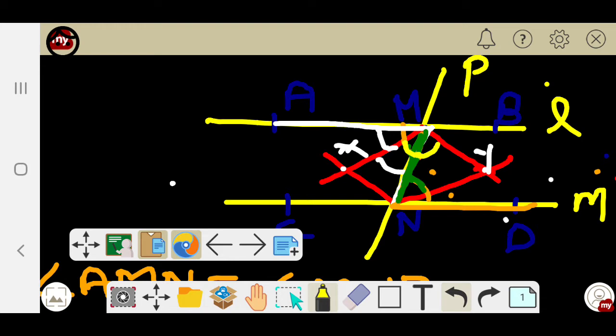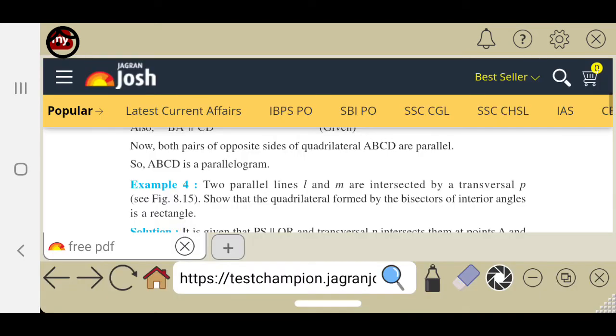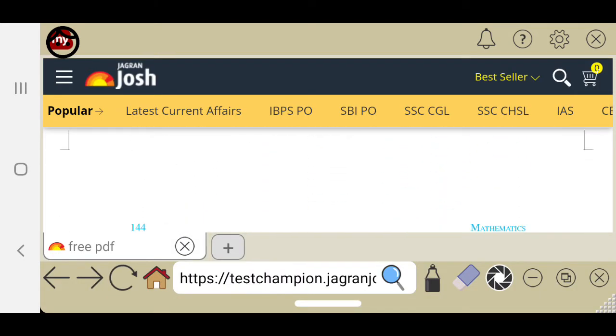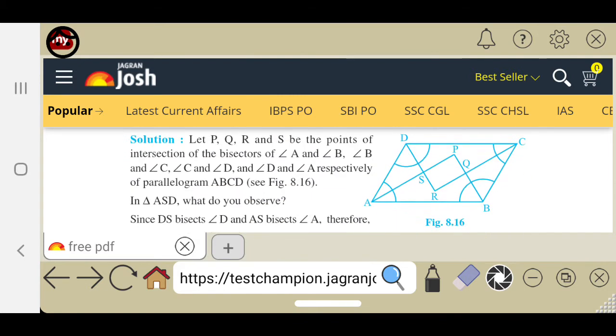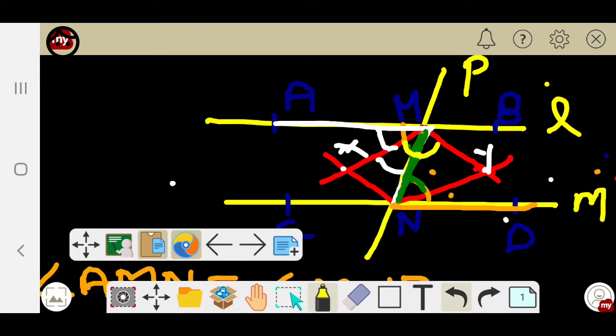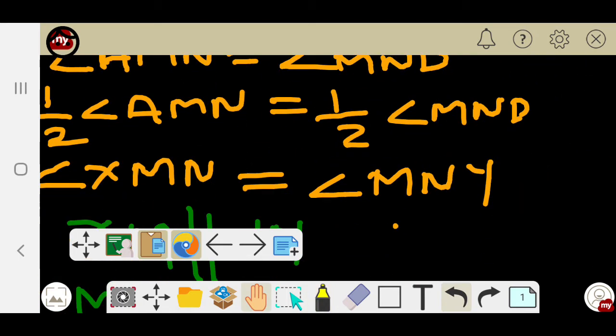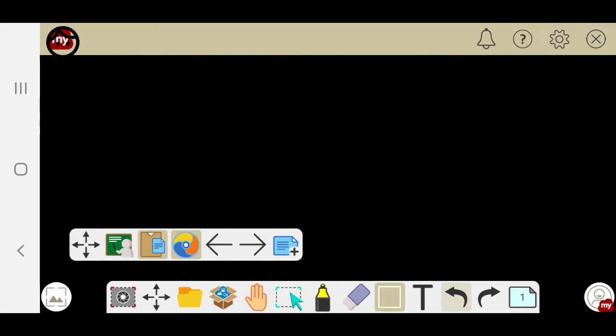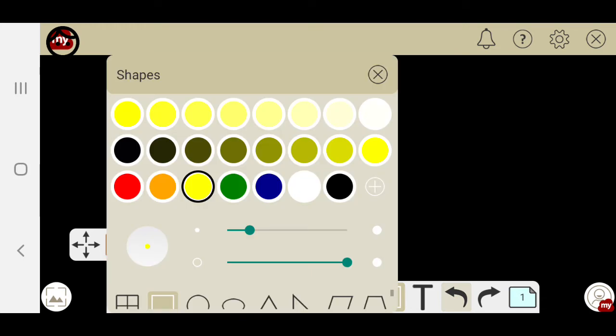Then the next problem is: show that the bisectors of angles of a parallelogram form a rectangle. Show that bisectors of angles of a parallelogram form a rectangle. We have to consider a parallelogram.